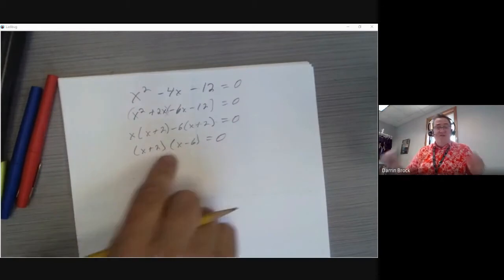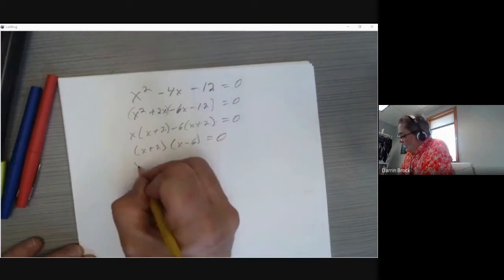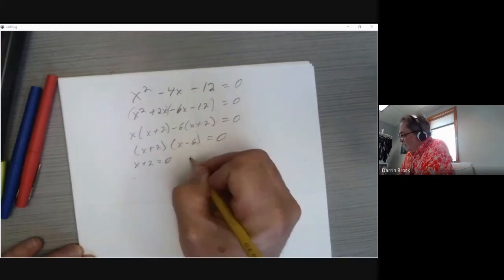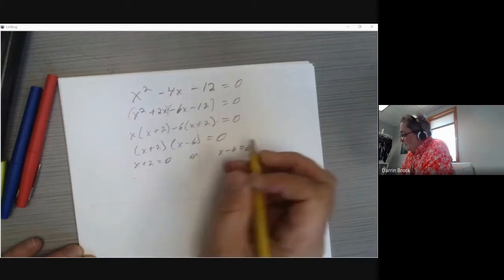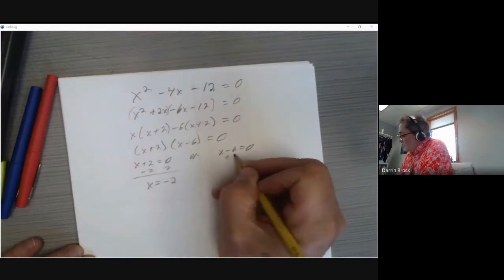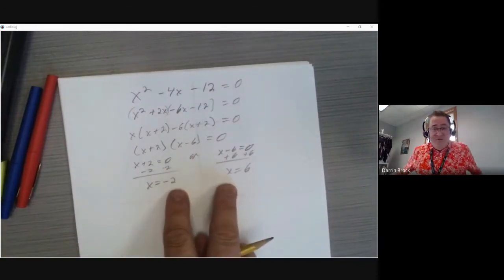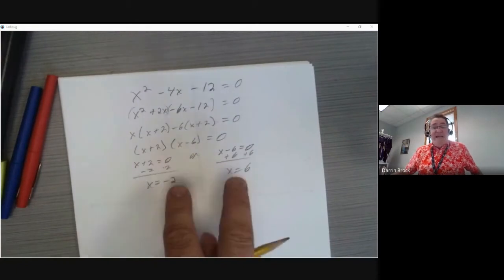So if we multiply any two numbers together, and the answer is 0, that means one of the numbers we multiplied must have been a 0. Right? There's no other way we can multiply two things together and get 0 unless one of those is a 0. Or both of those is a 0, but at least one. So the zeros, that means either x plus 2 equals 0, or x minus 6 equals 0. Minus 2, x equals negative 2, or plus 6, x equals 6. These are the zeros of this equation. These are the x-intercepts.